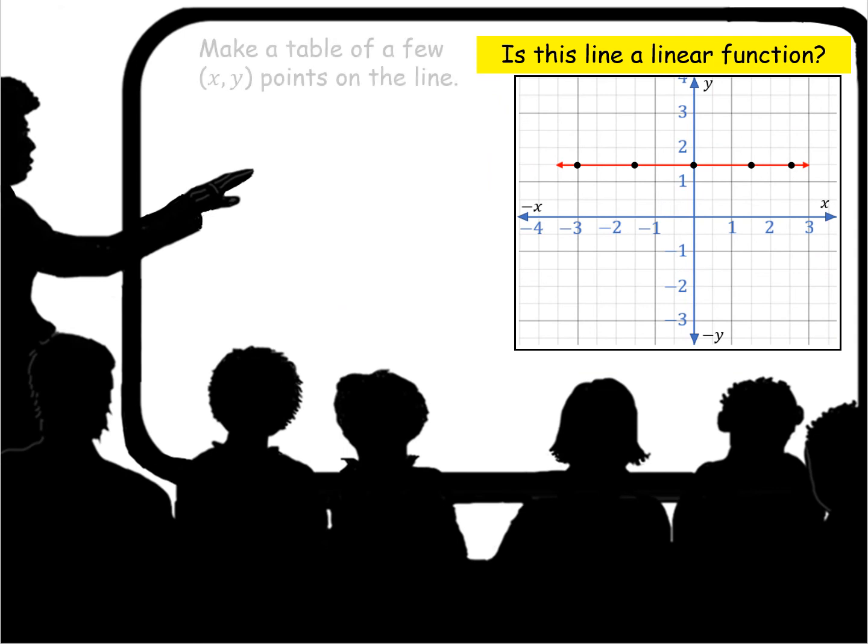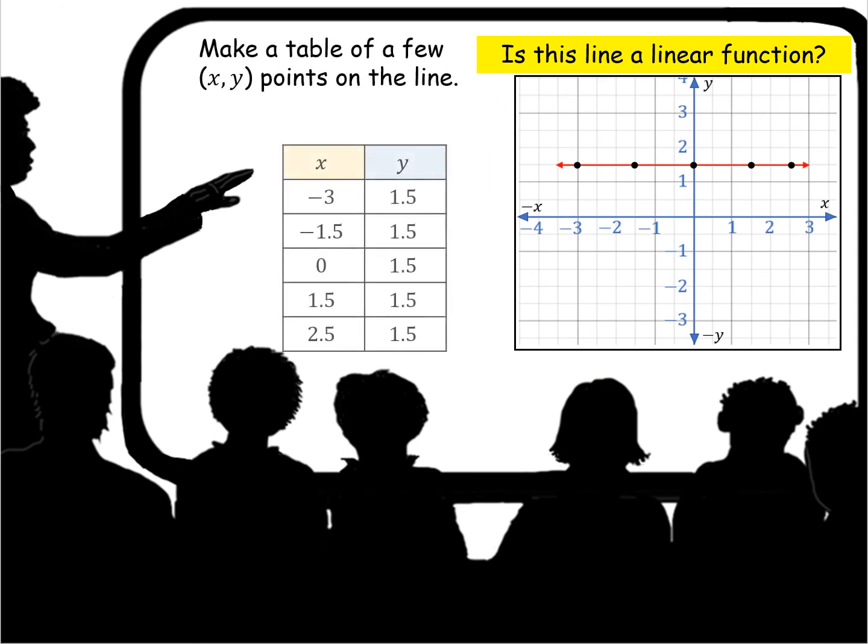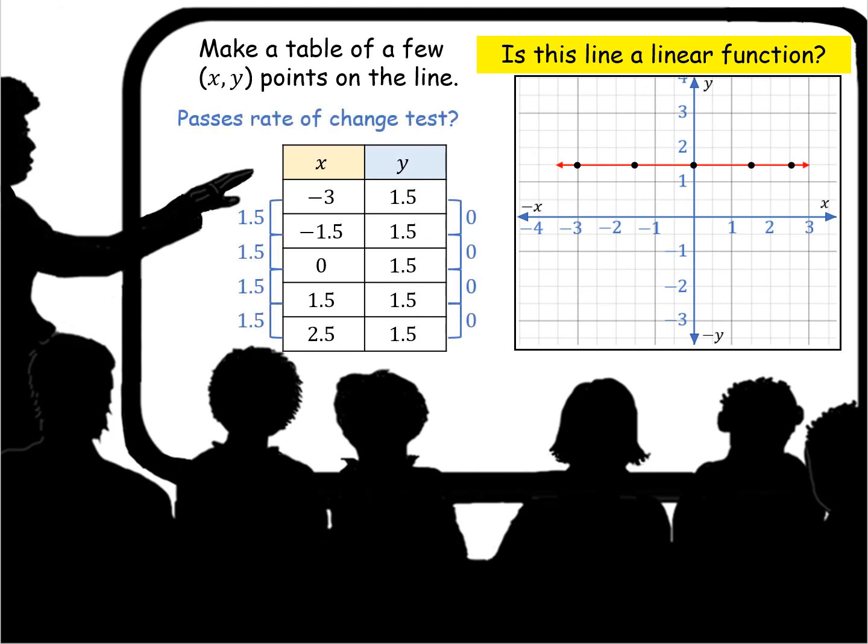Is this line a linear function? Well, we can make a table of a few xy points on the line, which we've done here. And we notice that it does pass the rate of change test because you see that the rate of change on the x values is 1.5 and the rate of change between each of the y values is 0. So when we find the y-intercept being 1.5 and we can calculate the slope, we find that y equals 1.5. This is a linear function.